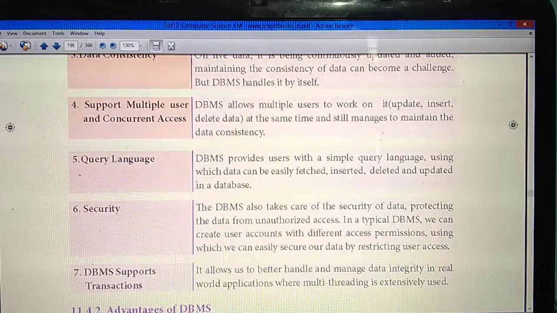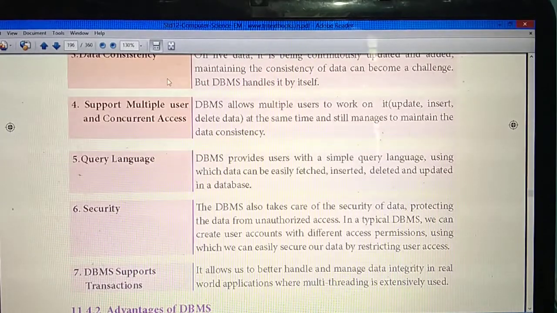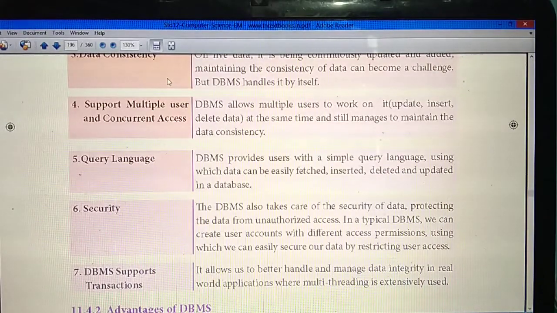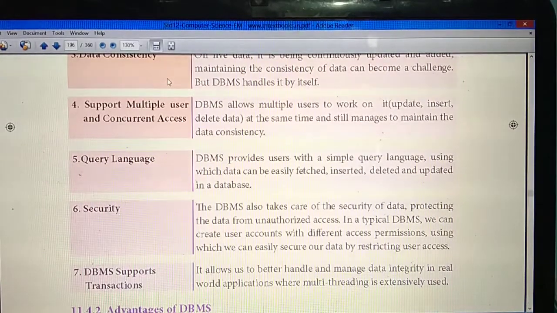The fourth one is support for multiple users and concurrent access. So what do you mean by multiple users? Multiple users means more than one user. For this also, I will give an example from our school. In an office, you have seen a lot of systems, isn't it? You can pay the fees to 2 or 3 persons. For example, 5 students will pay the fees to the first person, and the next 5 students will pay to the next person. At the same time, the 3 persons are accessing the details from the database.